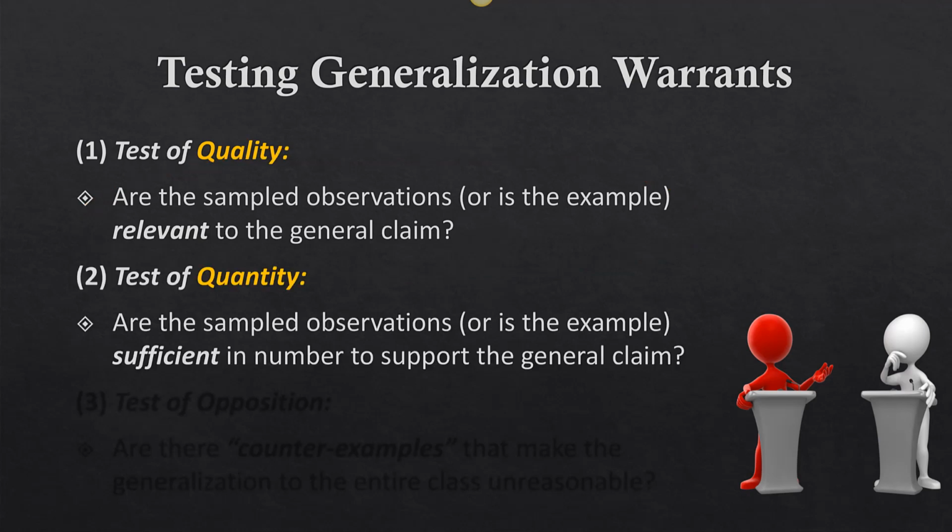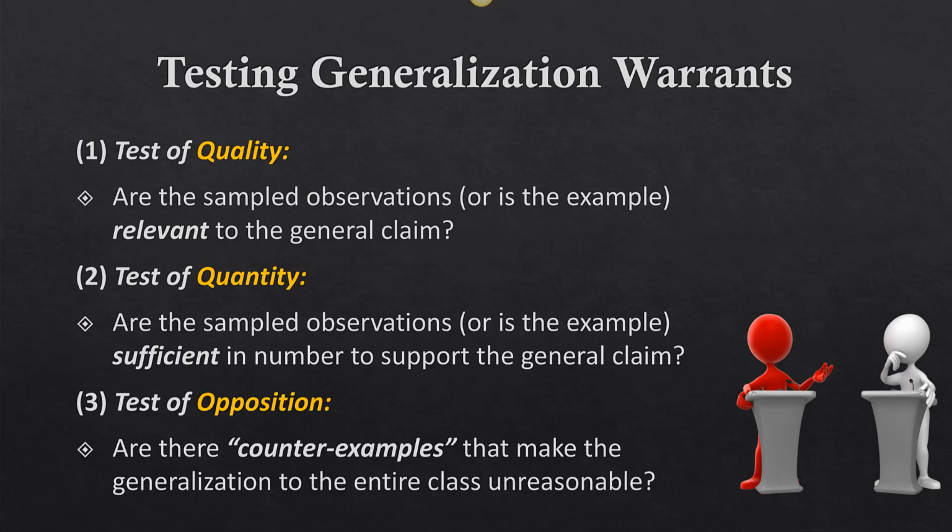Test of quantity. Are the sampled observations, or is the example, sufficient in number to support the general claim? Do I have enough examples or enough observations in order to make my inductive leap? And finally, the test of opposition. Are there counterexamples that make the generalization to the entire class unreasonable?